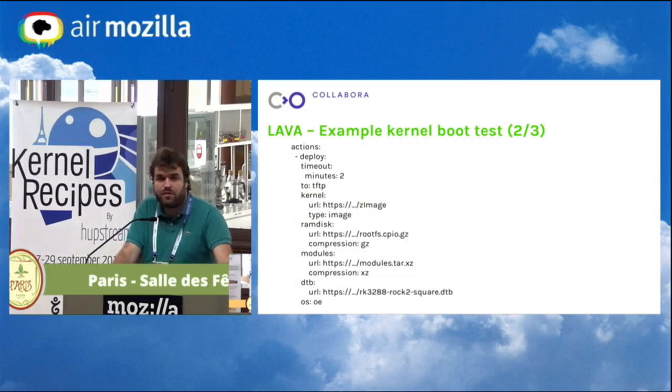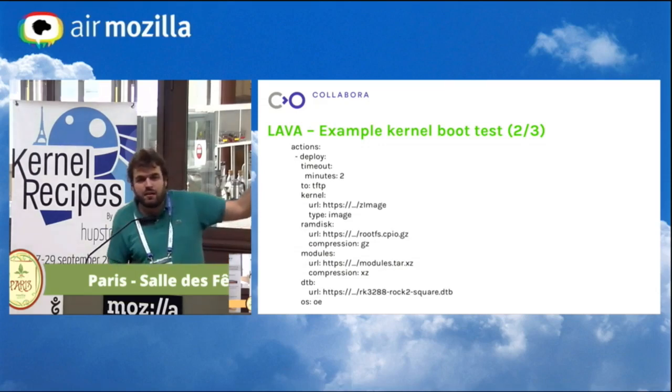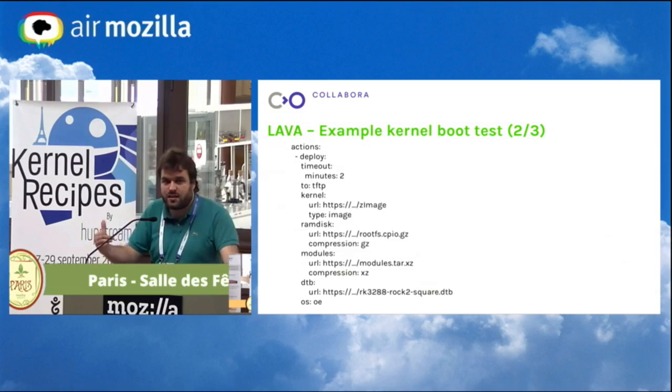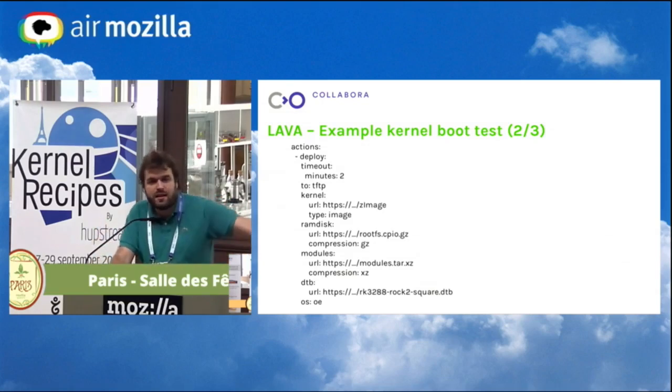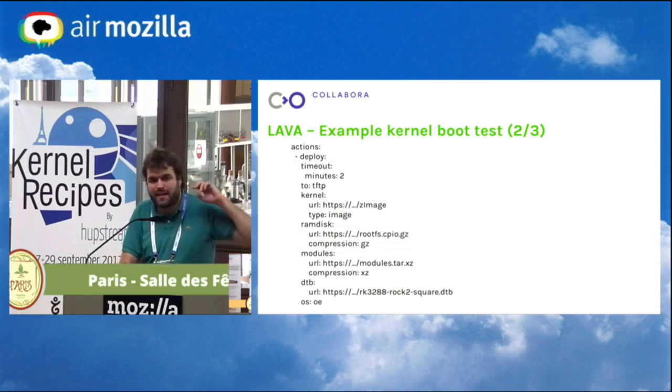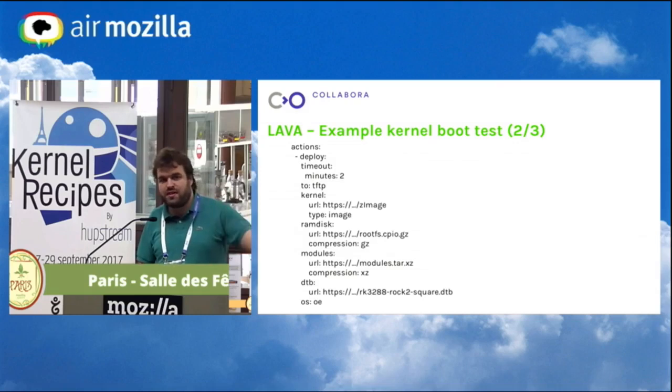Then you have the first action. First action is to deploy the image. So we say, hey, you have 2 minutes to do that. If it takes more than 2 minutes, you fail. We're distributing through a TFTP server. This is where you get the kernel, the ramdisk, the modules, etc. These are all actually links to the output of Jenkins, which has done the build already. Then we say that the OS is OpenEmbedded. And then Lava knows how to push these things to U-Boot.